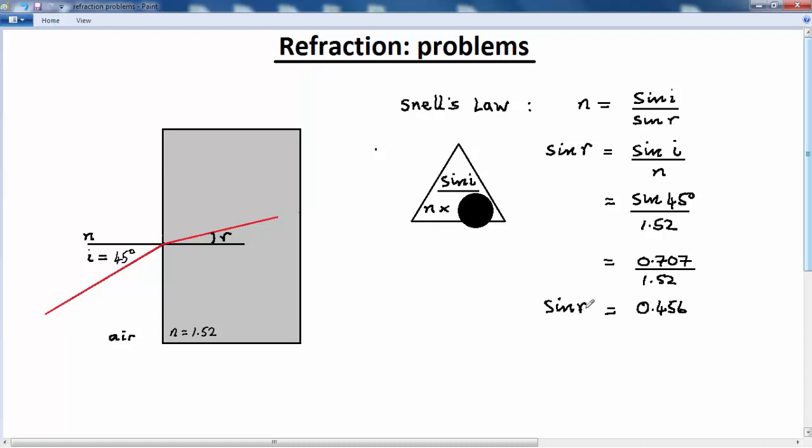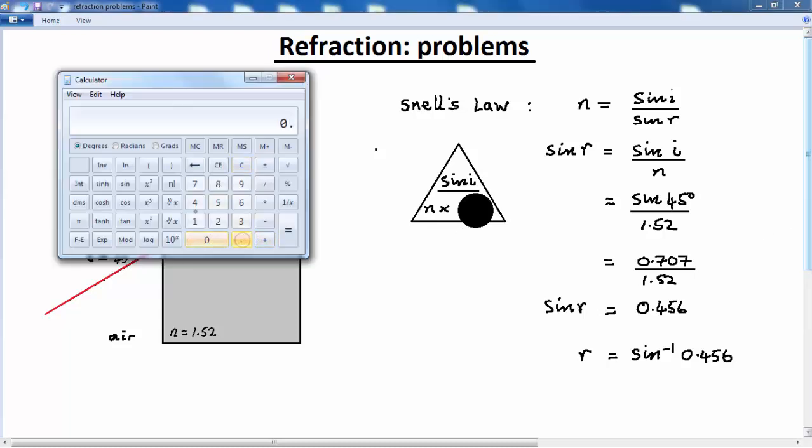Now I'm not after the sine of r, I want to find r itself. I want to find the angle of refraction, not the sine of the angle of refraction. So I've got to make one more step here to find the value of r. And to do this we need to use a different function on the calculator called the inverse sine. So I need to find the inverse sine of this value, which is sine to the minus 1. This minus 1 means inverse sine of 0.456.